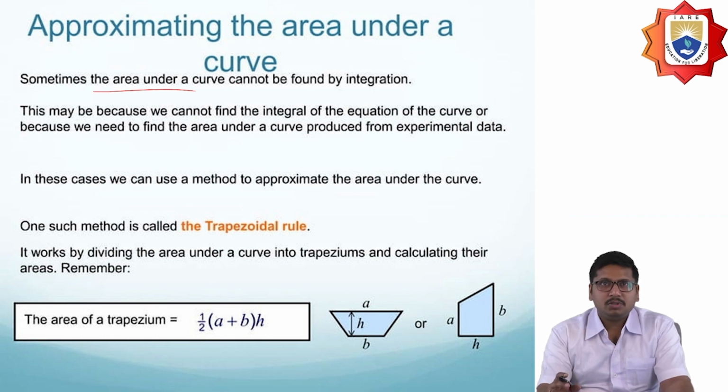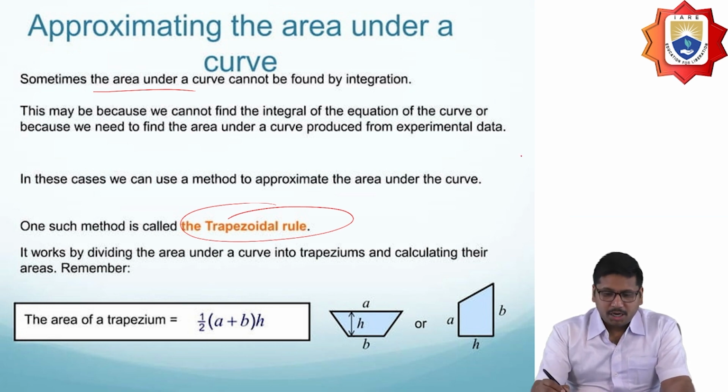This may be because we can't find the integral of the equation of the curve, or because we need to find the area under the curve produced for experimental data. In these cases, we can use a method to approximate the area under the curve. One such method is called the trapezoidal rule. Normally this works by dividing the area under the curve into trapeziums and then calculating the areas.